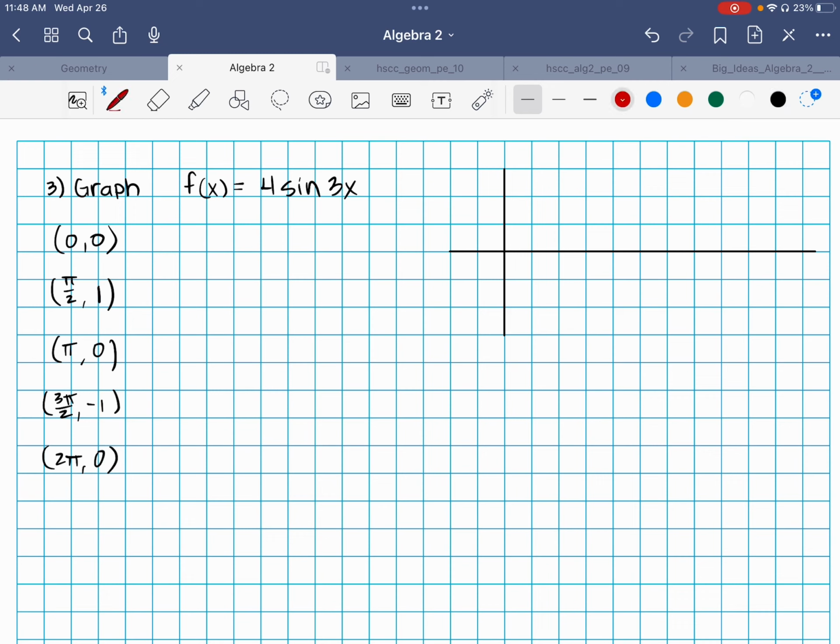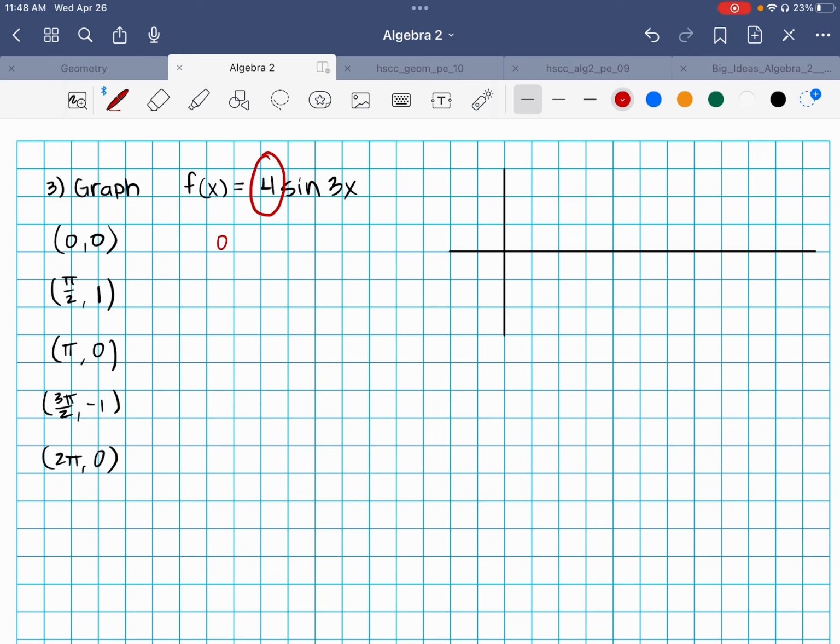Now to graph this, we're going to transform them. So we're going to multiply them vertically by 4. That means all of our y values are going to get multiplied by 4. So we're going to multiply all those guys by 4. 0 times 4 is 4. Oops, it's not, it's 0.